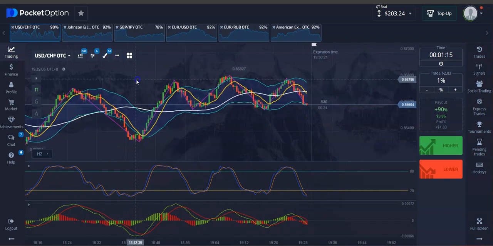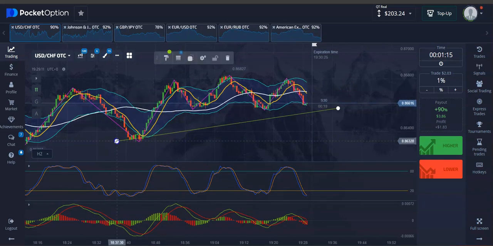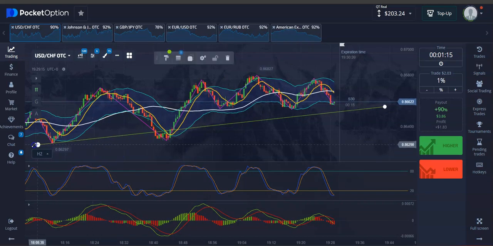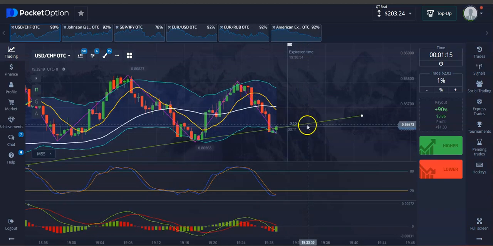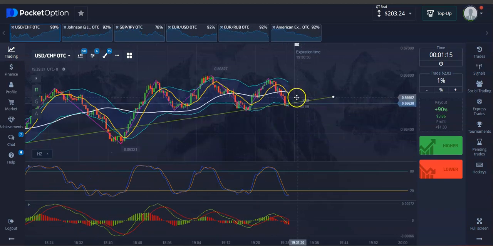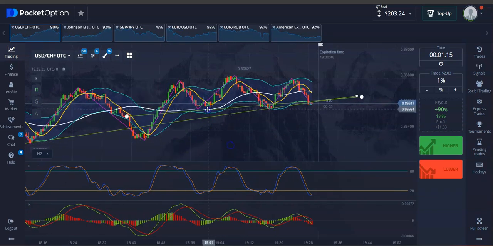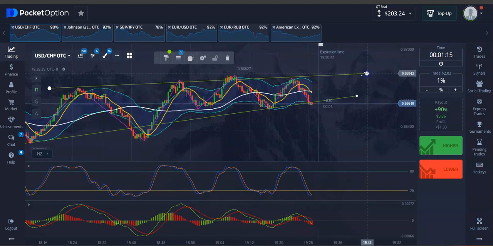Even though the 5 minutes is showing a downtrend, on the 30 seconds you can see that it's on an uptrend. So potentially this one can be a good trade for the 30-second candles, but on the 5 minutes, we can see that it's on a downtrend.